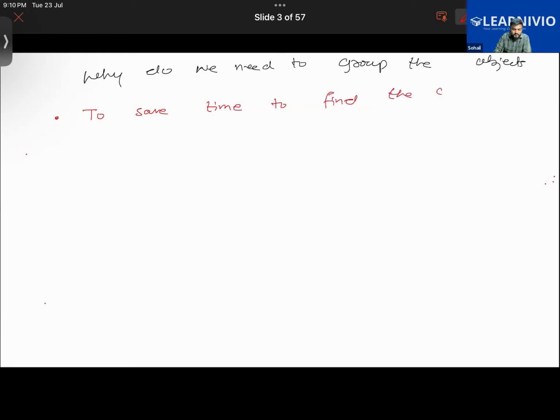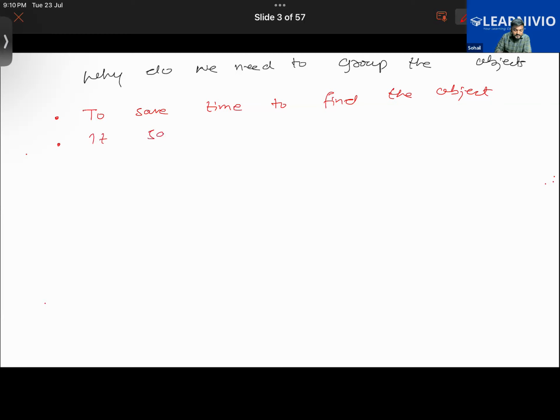Okay, give another topic. The next topic we'll be learning is why do we need to group the objects? Why do we need to group the objects? Yeah. So we need to group the objects for a variety of purposes. So, for example, to save time. To keep the place clean. Very good. To save time to find the object, so that you don't have to waste lots of time finding the objects. If they are well sorted and kept in the right place, your time would be saved.